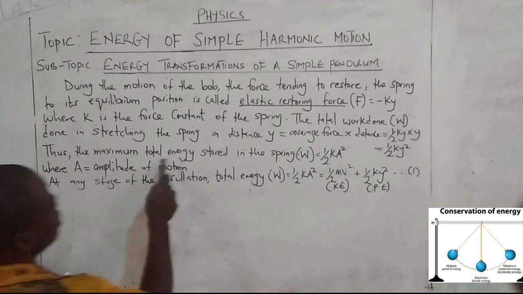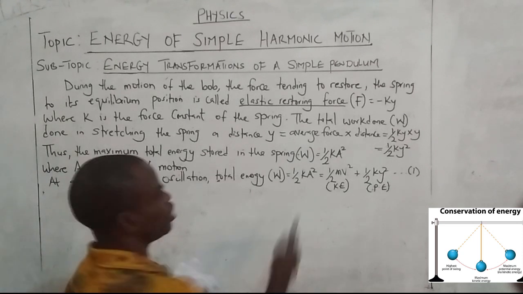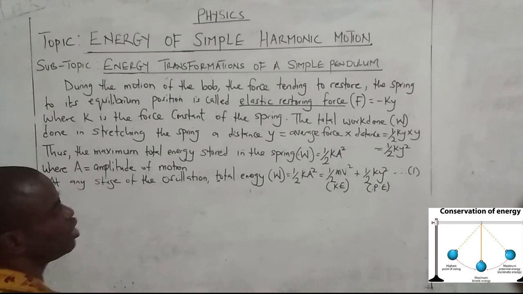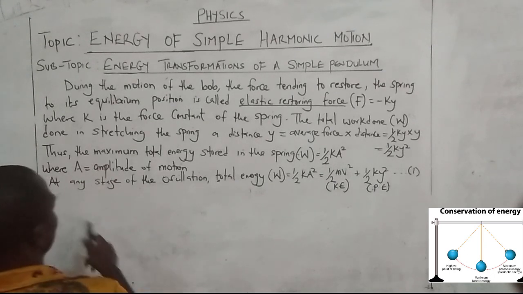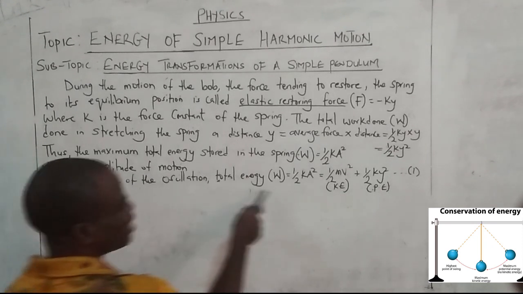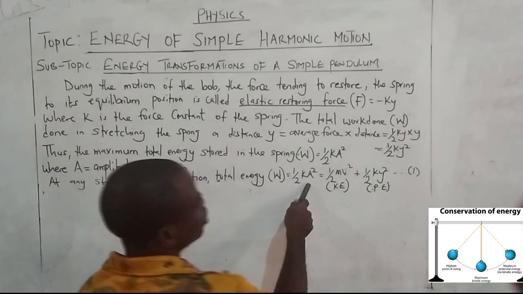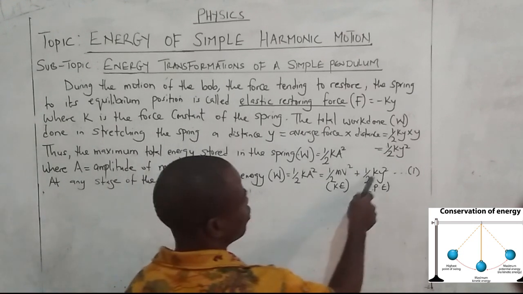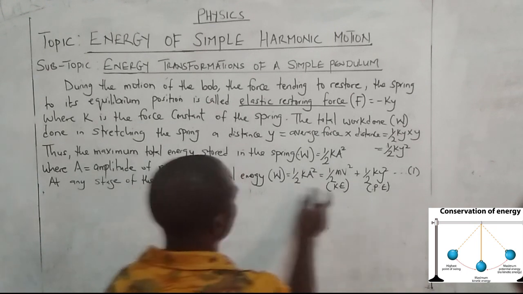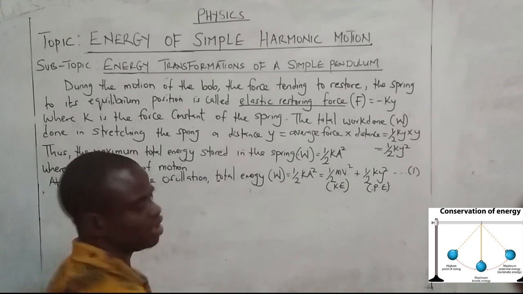Thus, the maximum total energy stored in the spring equals half Ka squared. Take note, if you have to look for the maximum total energy stored in the spring, then it equals half Ka squared, where A is the amplitude of the motion. At any stage of the oscillation, the total energy that we have is half Ka squared equals half mv squared plus half Ky squared. The addition of the kinetic energy with the potential energy will give us the maximum energy stored in the spring, half Ka squared.